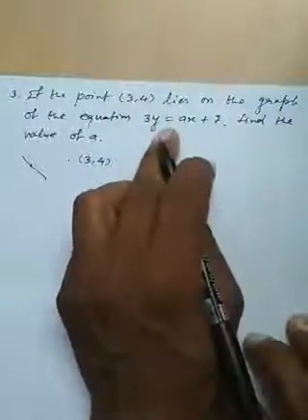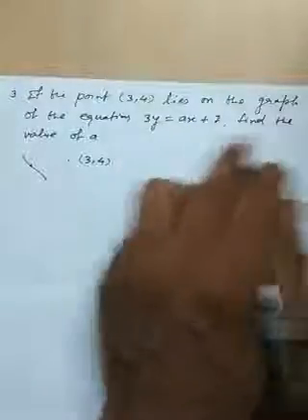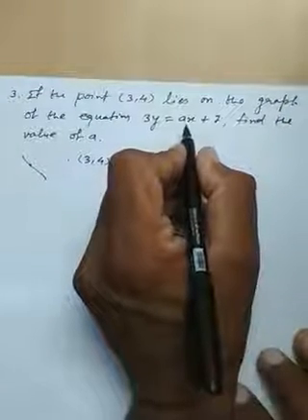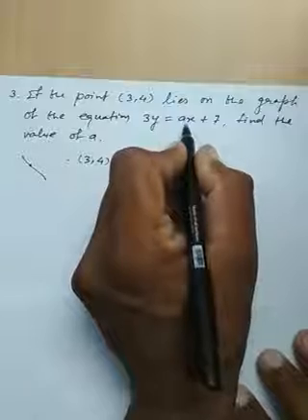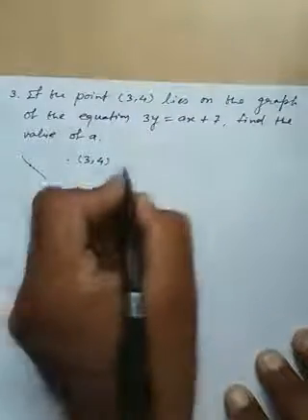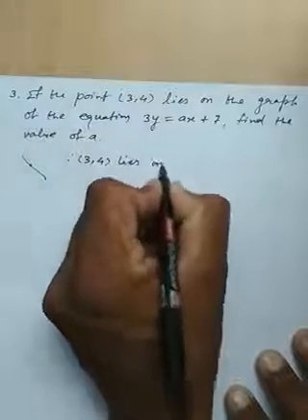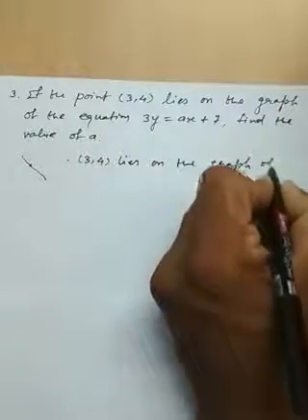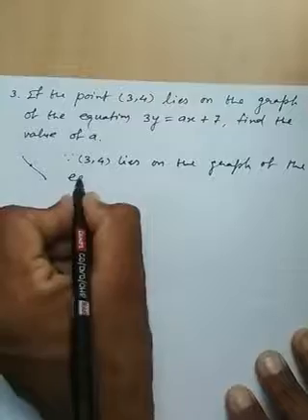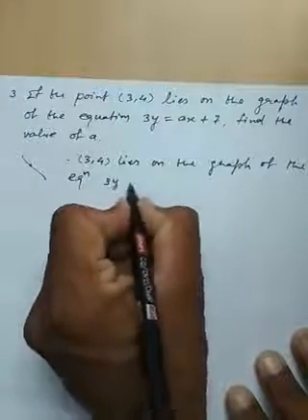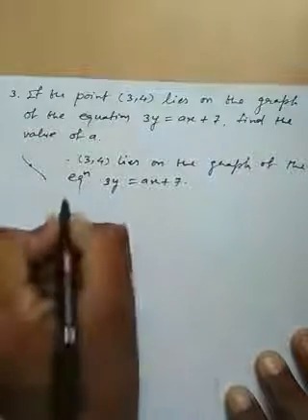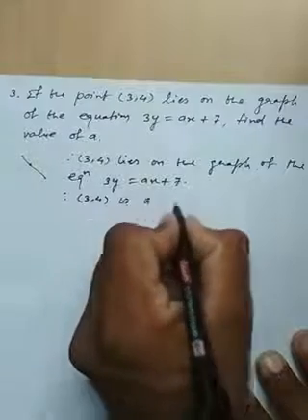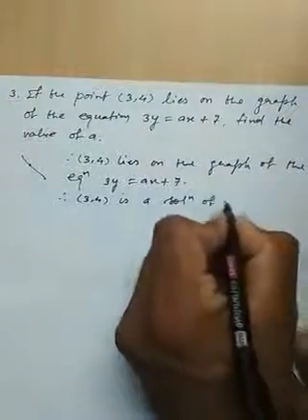So (3, 4) lies on the graph of the equation 3y equal to ax plus 7, and find the value of a. Here a is the coefficient of x and we should find the value of a. Since (3, 4) lies on the graph of the equation 3y equal to ax plus 7, therefore (3, 4) is a solution of this equation.